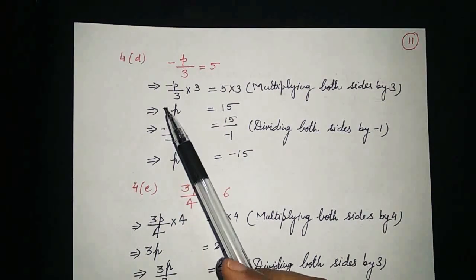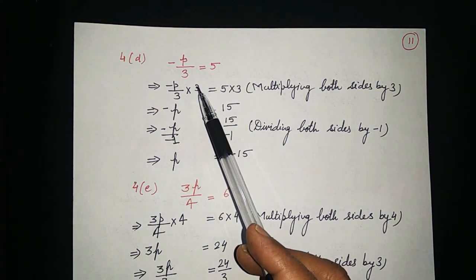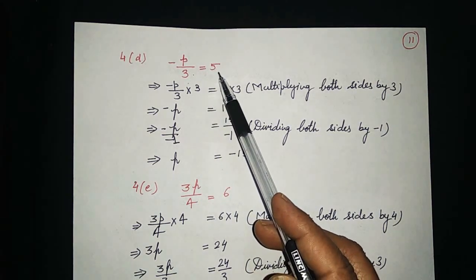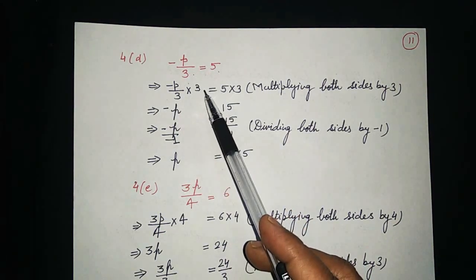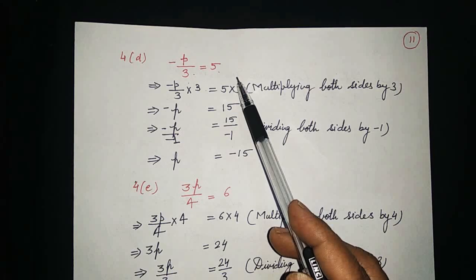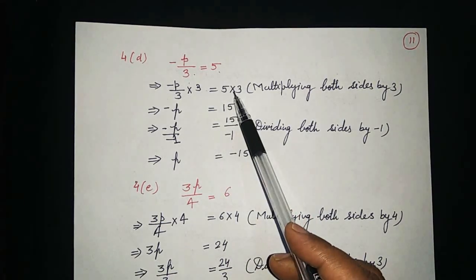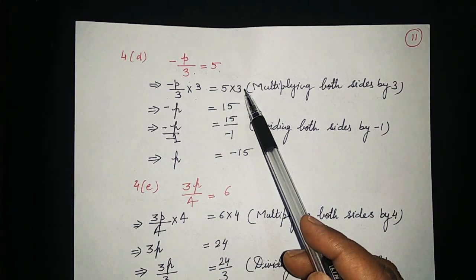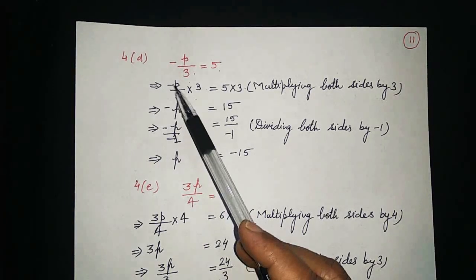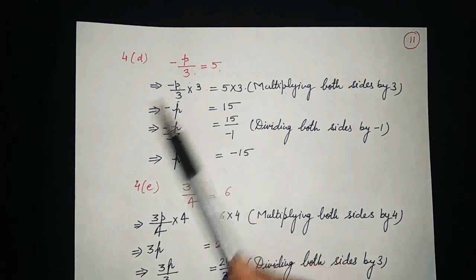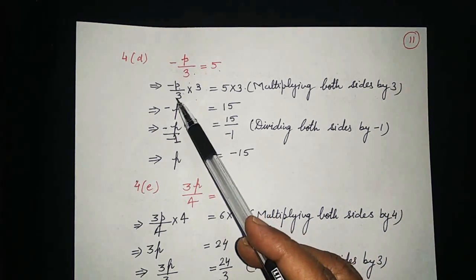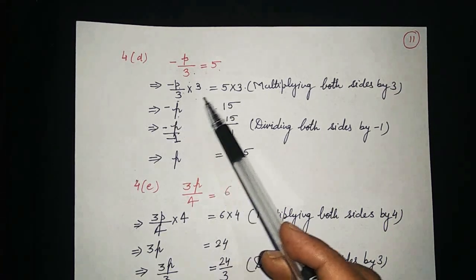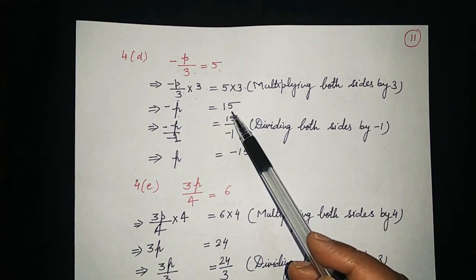Now see the D part. D part equation is minus p upon 3 is equals to 5. To solve this equation, what we will do and why will do? See, we will multiply both the sides by 3. And why we will multiply both the sides by 3? Because this 3 is in division with this minus p. Now 3 1 is 3, 3 1 is 3. Minus p into 1 what? Minus p only. And on the right hand side we will get 15.